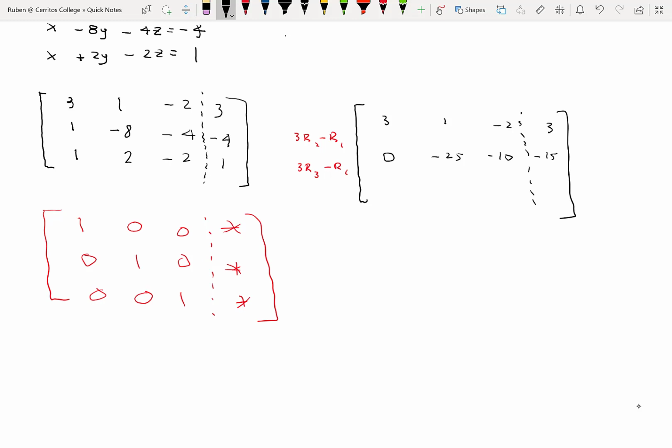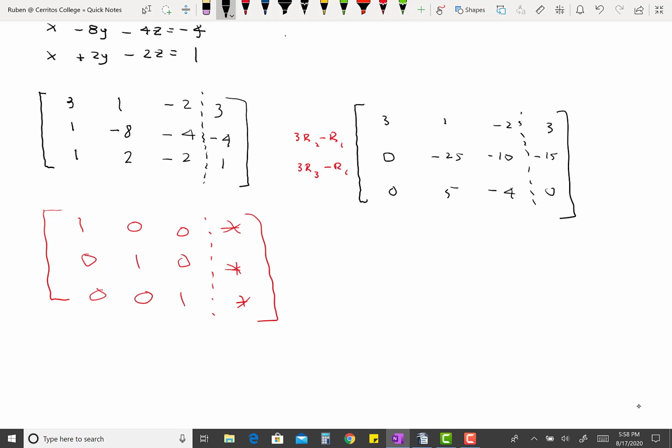So see how that works? Third row: 3 times row 3 minus row 1. 3 times 1 is 3, minus 3 is 0. Second entry in the third row: 3 times 2 is 6, minus the 1 in row 1 is 5. 3 times negative 2 is negative 6. Take away negative 2 is negative 4. And finally, 3 times 1 is 3, minus 3 is 0. Don't have to look at the variables at all. This is kind of nice.